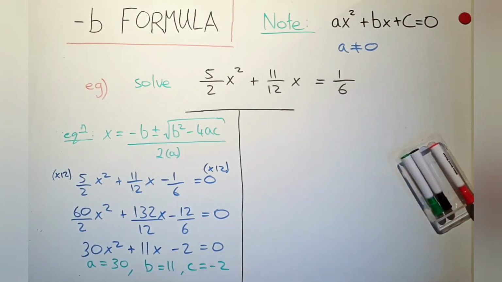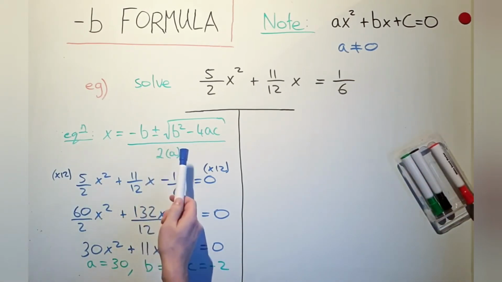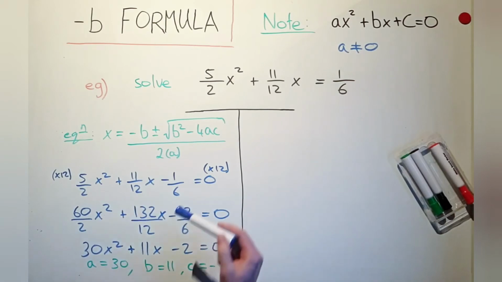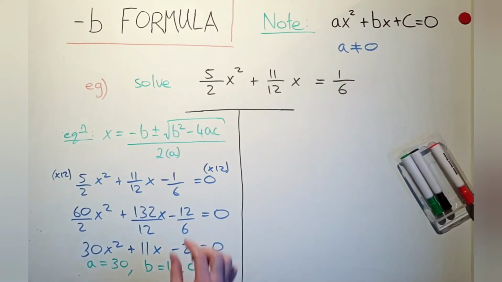Now we have our equation that consists of a's, b's and c's. We've simplified the complicated quadratic into a simpler quadratic and then taken the a, b and c from it. So now we're going to pick these values up and place them into the minus b formula, and that's going to give us the resulting x value, which is what we're trying to find.